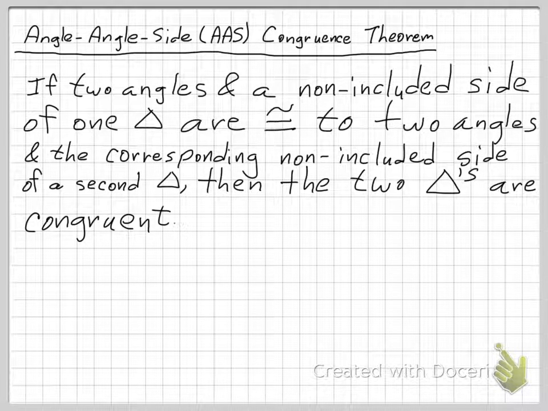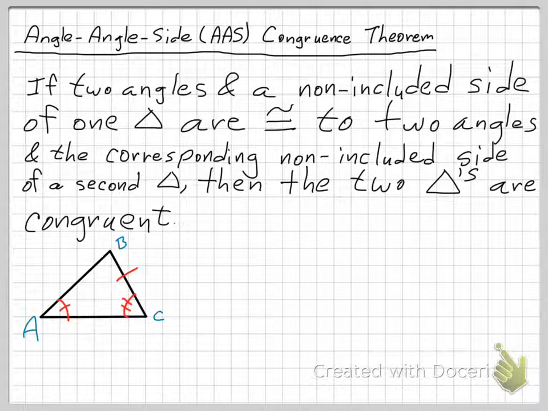So a diagram which displays that is you have triangle ABC with an angle, another angle, and then this is a non-included side. If it was angle, side, angle, the side would be in between the two angles, right? So that would be here, for example, but that's not the case. It's non-included, which means it's not in between the two angles like that. So that's why this one's called angle-angle-side, or AAS. Okay?